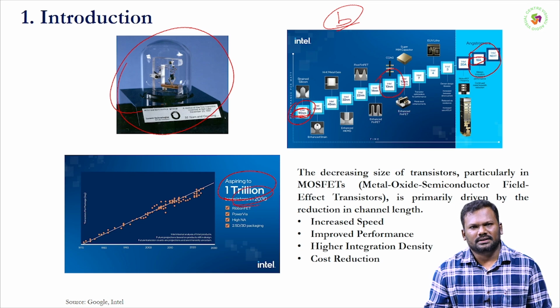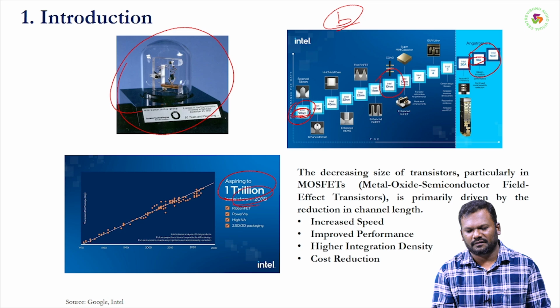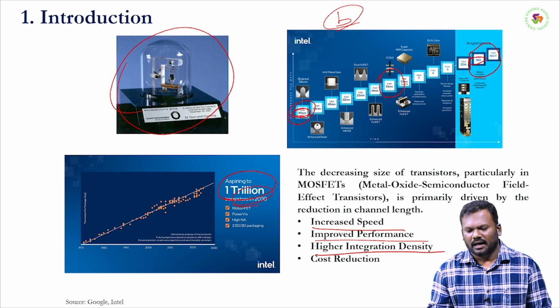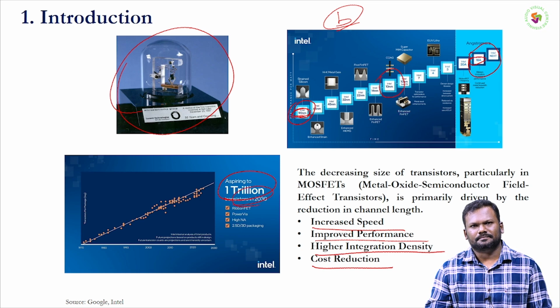What are the benefits of reducing the transistor size? The benefits are increased speed, improved performance and high integration density, which means we can incorporate more transistors in the chip, and we can reduce the cost of the chip. These are the main benefits of reducing the transistor size by reducing the channel length. So this is a brief introduction about the transistor.